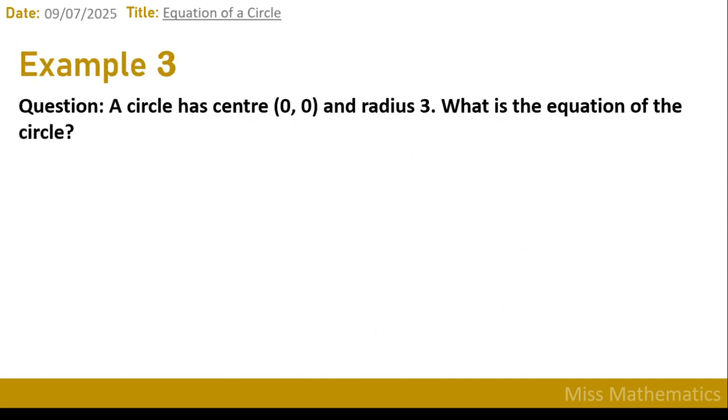Example 3. A circle has a center 0, 0 and a radius 3. What is the equation of the circle? So we can get our equation again, x squared plus y squared equals r squared. Therefore, the radius is 3, so r squared is 9 because 3 squared is 9. Therefore, we have x squared plus y squared equals 9. And this is the answer for the equation of this circle.